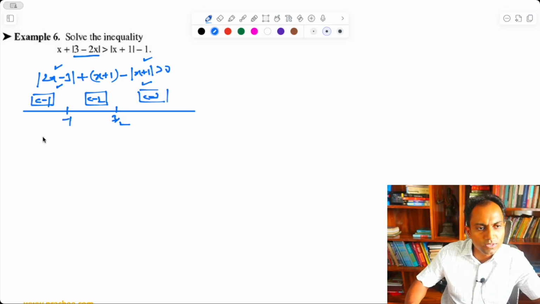Now, let us look into this. Let us consider case 1 first. That is, values of x smaller than -1. If I consider this, you will see that all the moduluses will open with a negative sign. Let us do that.